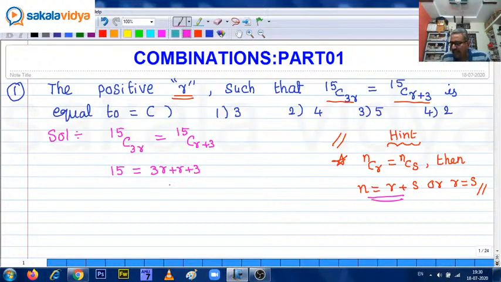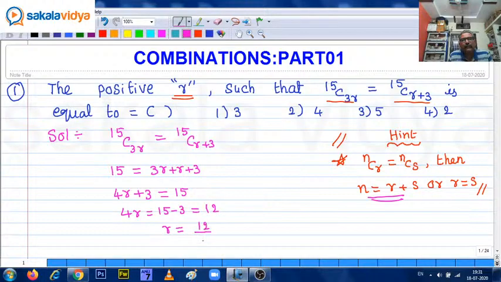So now we get a linear equation in R. That means we get 4R plus 3 equals 15. So it needs to be solved. 4R equals 15 minus 3, which equals 12. We need R. R equals 12 over 4. Yes, 3 is the right answer. R equals 3. So the first option is the right option.